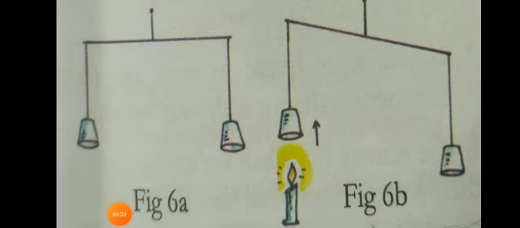Now you can see here in 6B, after heating, the paper cup which we have heated, the air has become warm or hot. Now the hot air is lighter, so it moved up and the other side came down. It proves that hot air is lighter than the cold air.